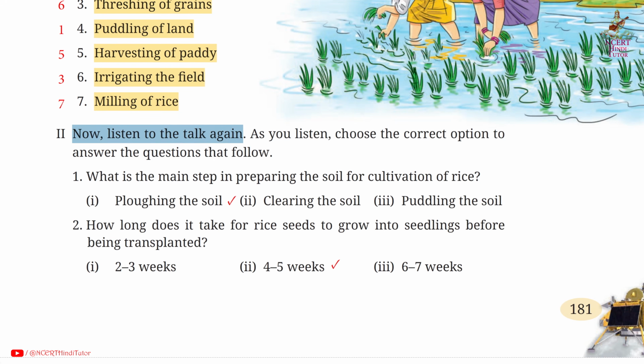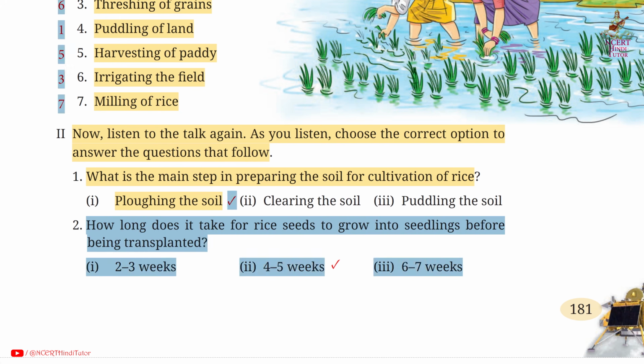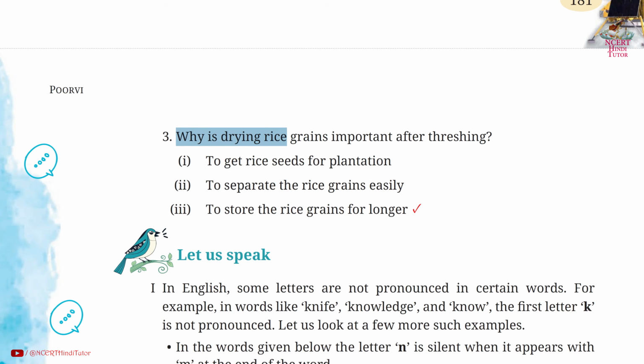Second, now listen to the talk again. As you listen, choose the correct option to answer the questions that follow. First, what is the main step in preparing the soil for cultivation of rice? Answer first, ploughing the soil. Second, how long does it take for rice seeds to grow into seedlings before being transplanted? Answer second, 4 to 5 weeks. Third, why is drying rice grains important after threshing? Answer third, to store the rice grains for longer.